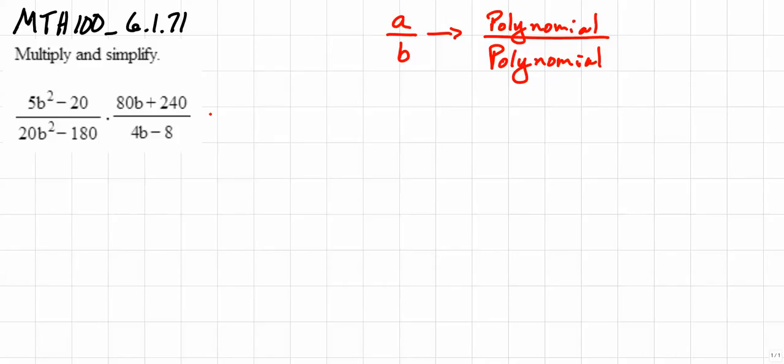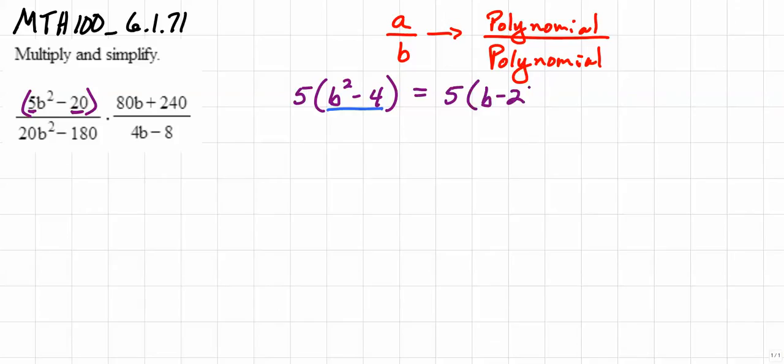So we'll start with the 5b squared minus 20. Notice that I can factor a 5 out of both of these terms. And that would mean that I would have 5 times the quantity b squared minus 4. Now note again that this is the difference of two squares. And I can go ahead and further simplify that and end up with 5 times the quantity b minus 2 times b plus 2. So that's going to go right here in the numerator for the first expression.